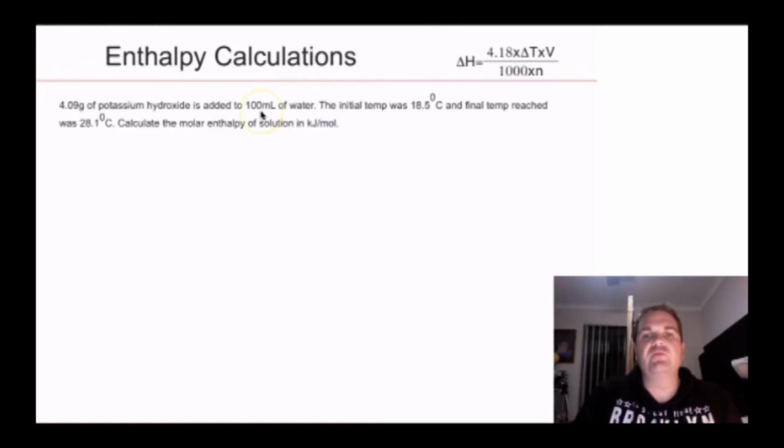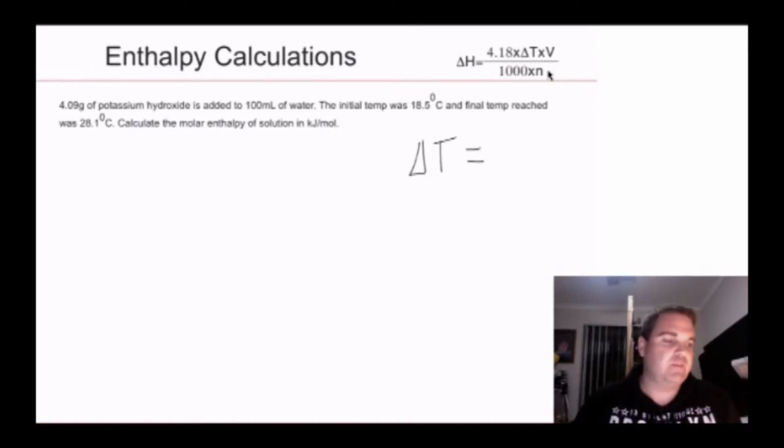If you go on to the next one, here we've got 4.09 grams of potassium hydroxide and 100 ml of water. Initial temperature was 18.5 degrees, final temperature reached was 28.1, calculating molar enthalpy of solution. So this time we're using the enthalpy equation up the top here: 4.18 times the change in temperature times the volume over 1,000 times the number of moles. So first thing we want to do is calculate our delta T.